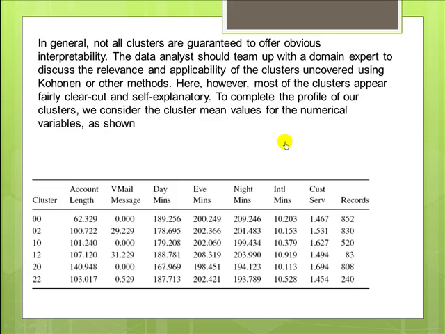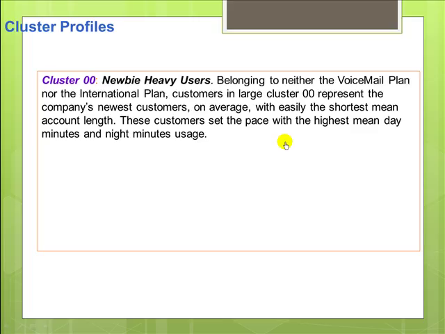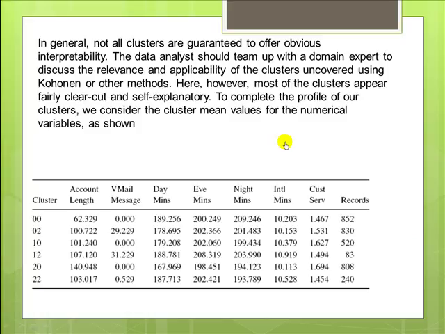So now they go on to describe or try to give a profile for each of these 6 clusters. So cluster 0, 0, they call newbie heavy users. Does that look right? Cluster 0, 0, why do they call it newbie? Because the account length is short relative to the other ones. But they say heavy users. Why do they say heavy users?